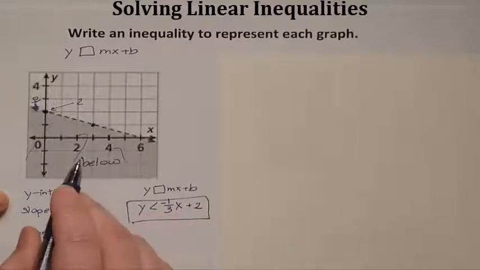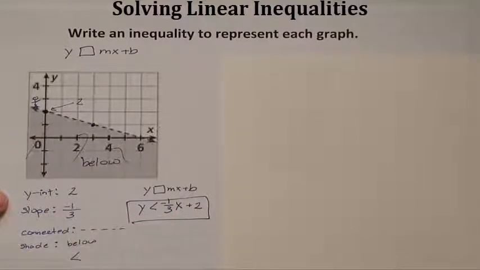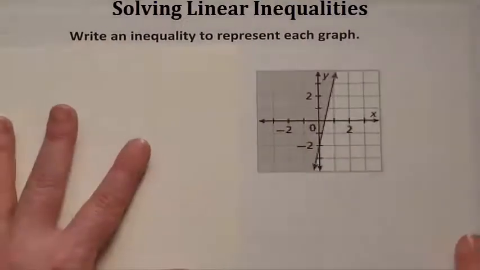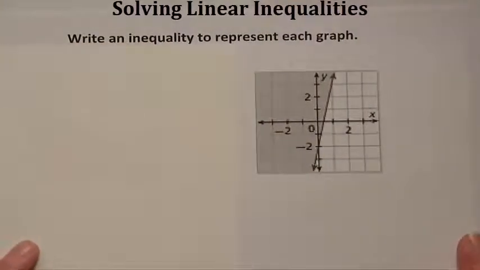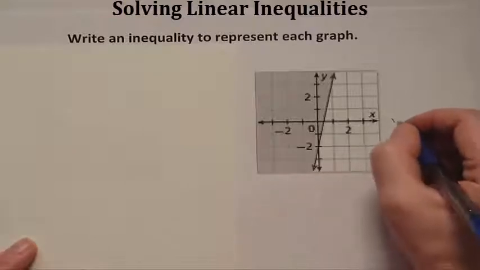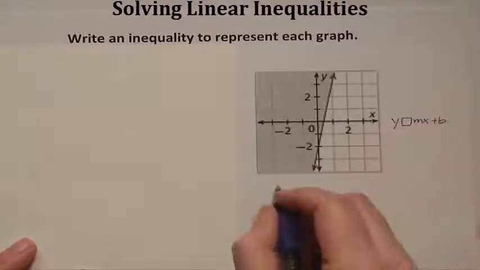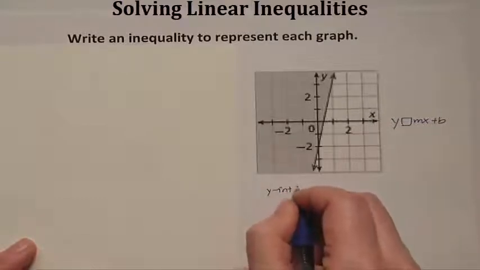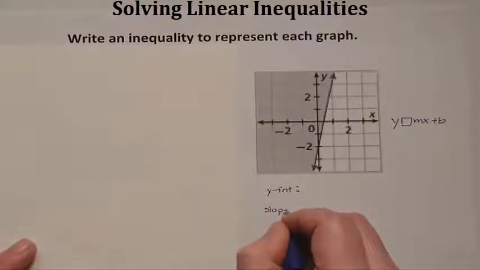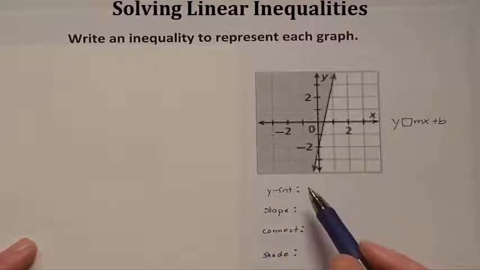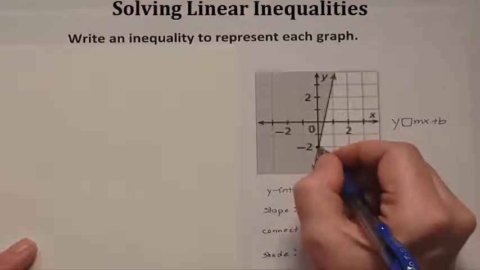And this is the inequality for the graph that was graphed for us. Now looking at our second equation, same thing. We need to somehow write this in y inequality mx plus b form. So I need to find out what my y-intercept is. I need to figure out my slope. I need to look to see how it is actually connected, and I need to look to see how it is actually shaded. So my y-intercept is right here.